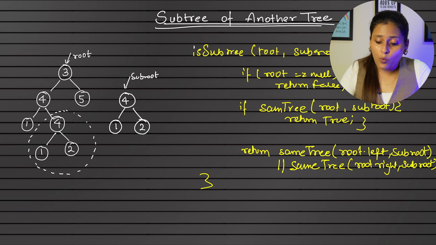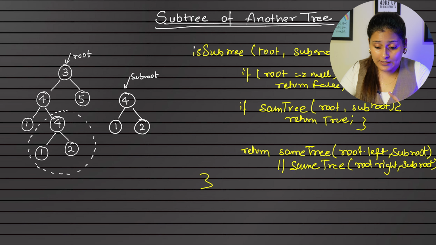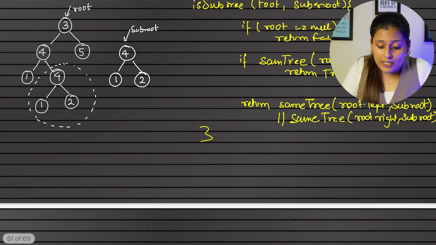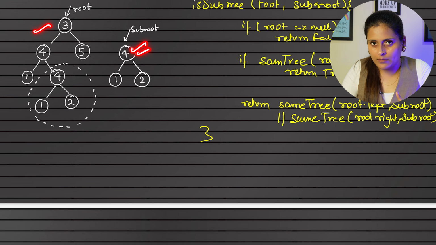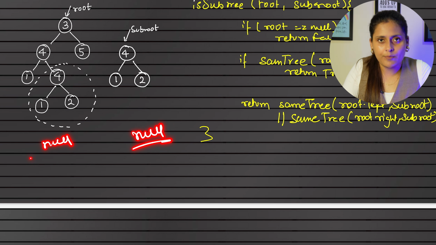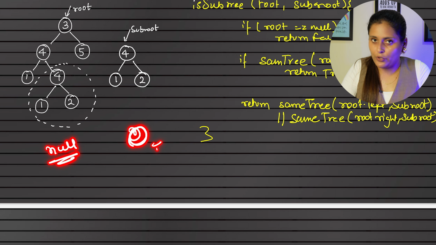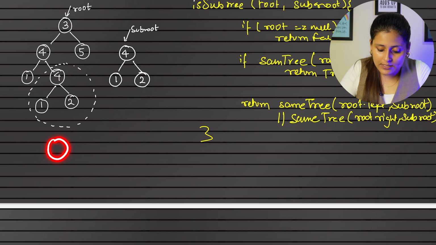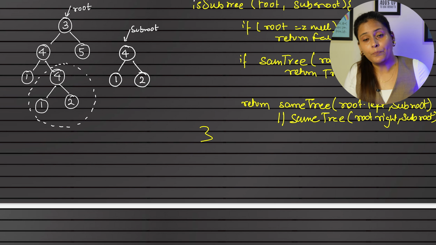That's it. Now what we will do in the same tree check, that we have already discussed. So for same tree check, considering now we have to check if this tree and this tree are the same or not. So first base case was: if both are null, meaning root is also null and subroot is also null, are these the same tree? Yes. So return true. Now if this is null but this is not null, return false. Similarly, if this is not null but subroot is null, return false. So if both are null, return true.